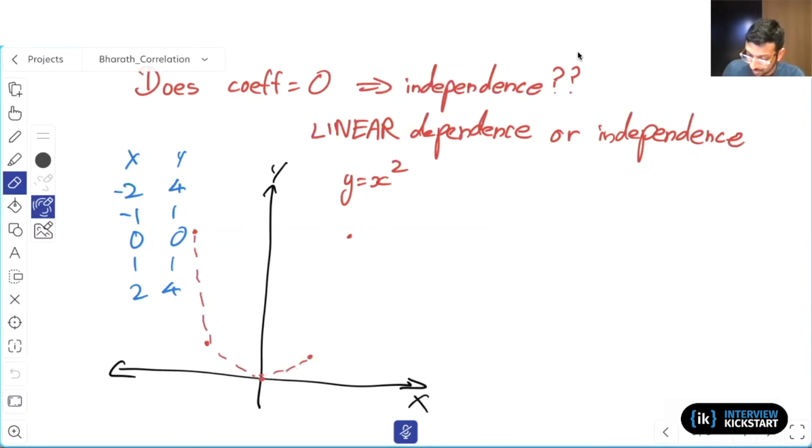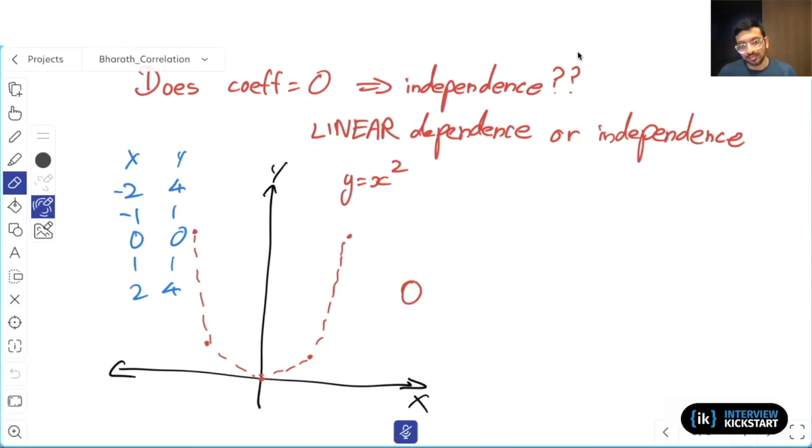And there is no question at this point that x and y are actually dependent, right? Because y is going to increase as x increases if x is greater than 0, and y is going to increase as x decreases if x is less than 0. That's a very clear dependence. However, if we just have these 5 points and we were to calculate the correlation coefficient, we would find that there is no linear relationship between them. The correlation coefficient would be equal to 0.